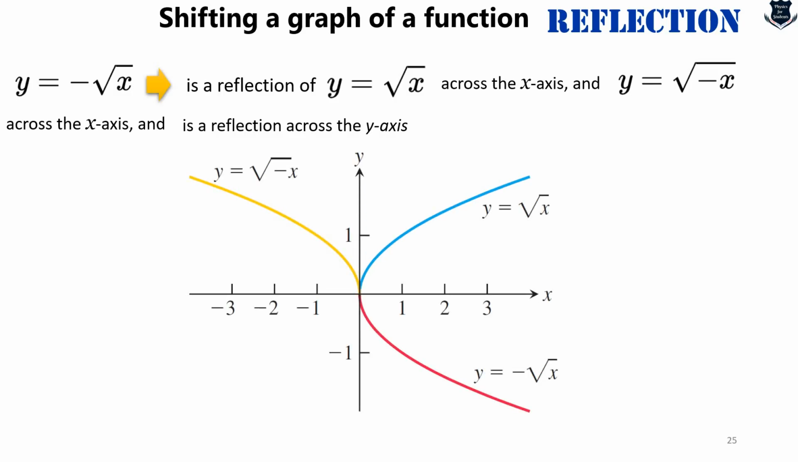Now let me explain one by one what this graph looks like. First I come to y equals square root of x. This is the standard square root function. It starts at the origin (0, 0) and increases as x increases. So this is the blue one.